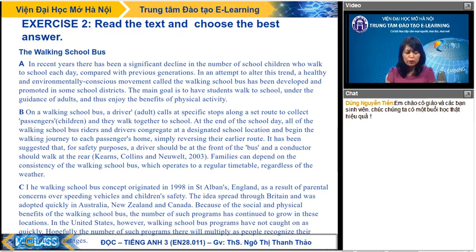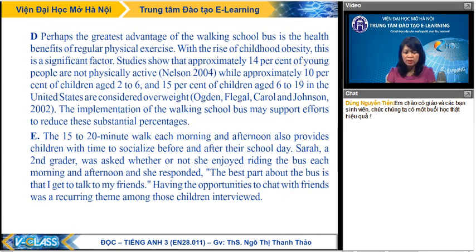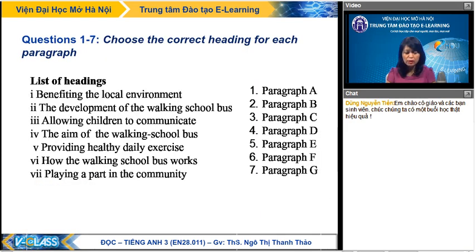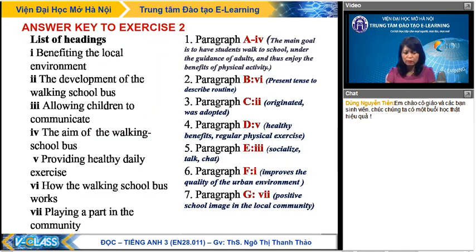On a walking school bus, a driver calls at a specific stop along a set route to collect passengers, it means children. They walk together to school. At the end of the day, the walking school bus driver and passengers congregate at a designated school location. The writer used the present tense here. So we can conclude that the answer for paragraph B here is 6, how the walking school bus works.